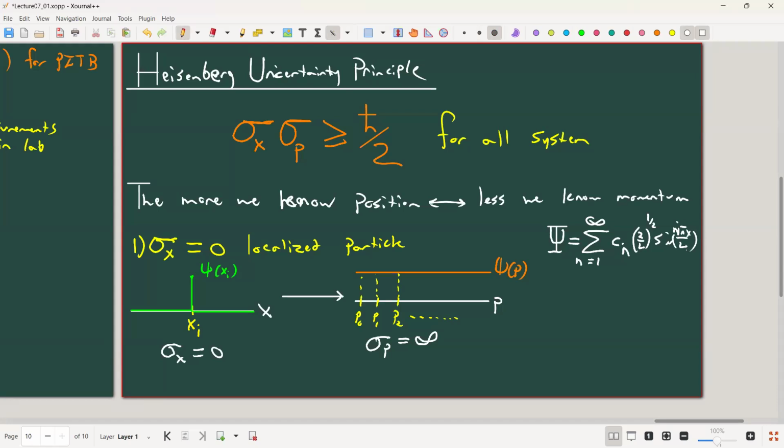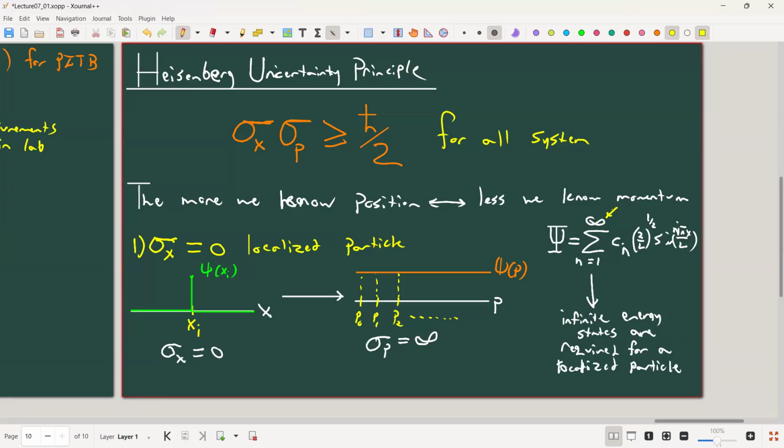And the question, of course, is how many of these do I need? How many states do I need to add together to get this? And the answer is infinite. Infinite energy states are required for a localized particle, a fully localized particle. I really mean infinite, because this function is made up of a bunch of sine waves. So the wave function is just sine pi x and 2 pi x and 3 pi x and 4 pi x. And it's all the states together.